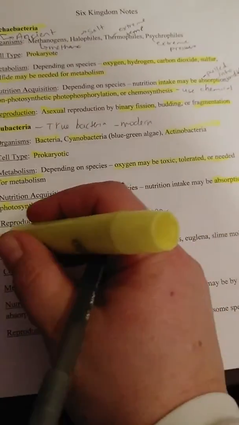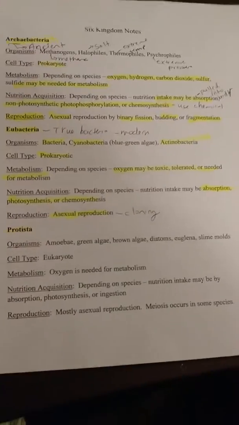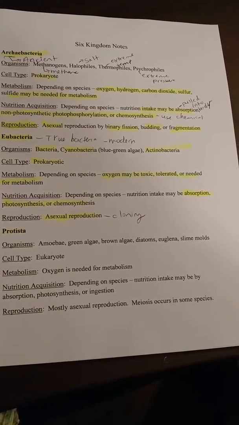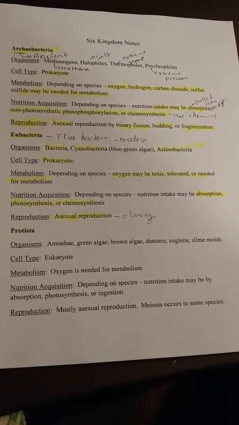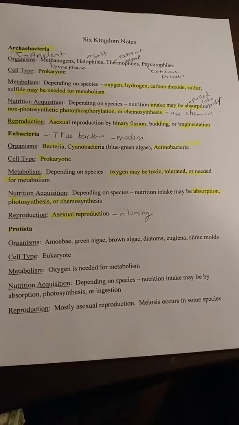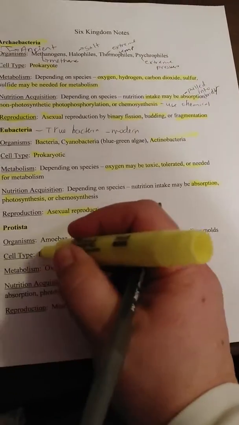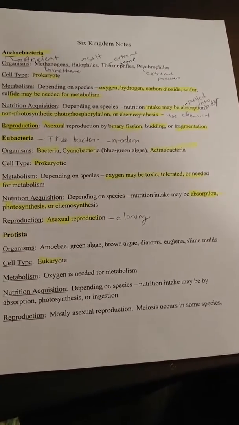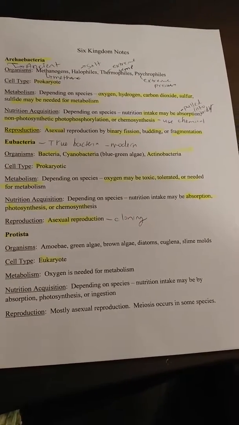Protista. So protista or protists, which are mainly found in lots of your water. These are amoebas, green algae, brown algae, diatoms, euglena, slime molds. They're things you can't see. They're microscopic. And they are eukaryotic. How is a eukaryote different from a prokaryote? It has a true nucleus. So in this case, it has membrane-bound organelles.